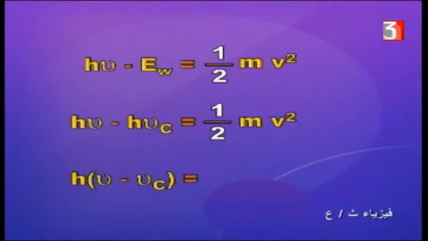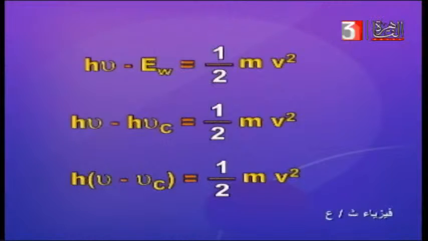So h, Planck's constant, is taken as a common factor: h times nu minus nu C equals half mv squared. This happens when the energy of the incident photon is greater than the work function. The difference, the surplus, appears as kinetic energy. What if it is equal to the work function? The electron is freed but having no kinetic energy.